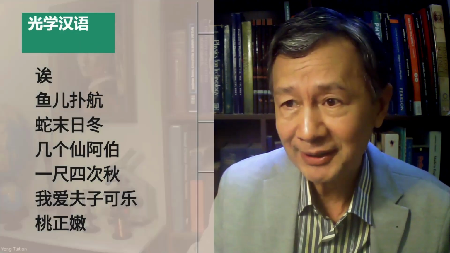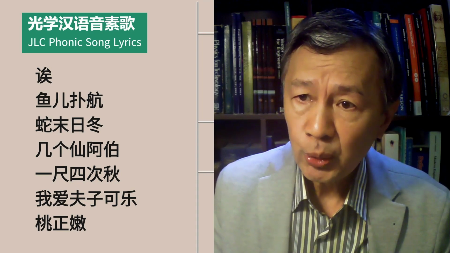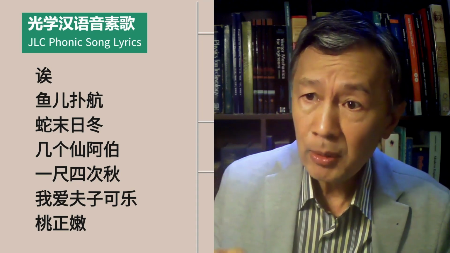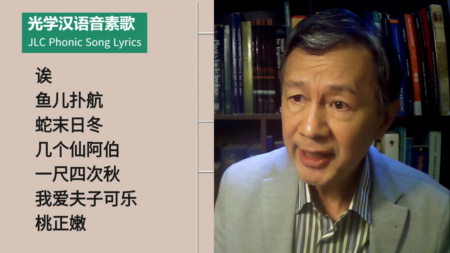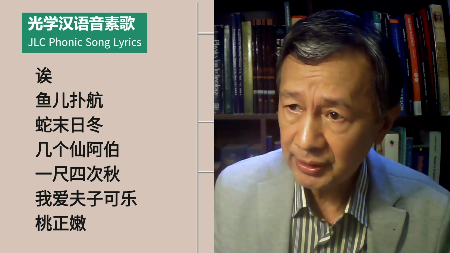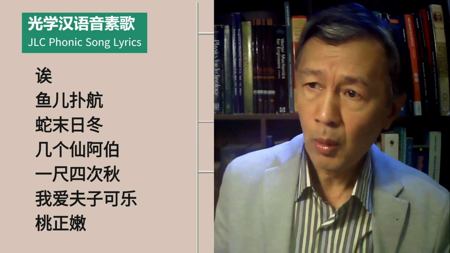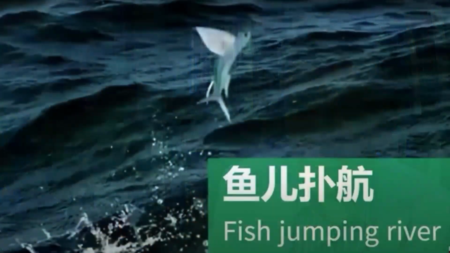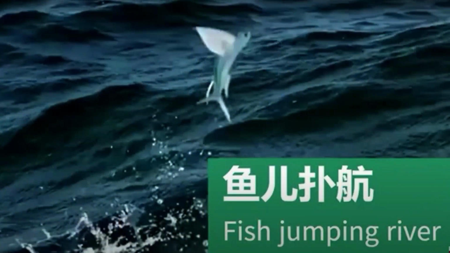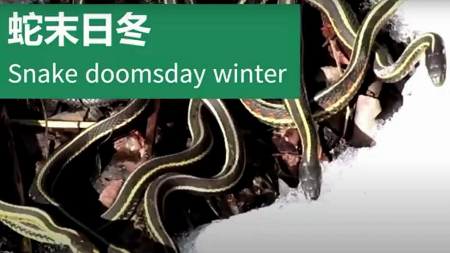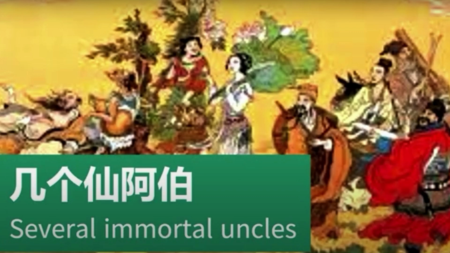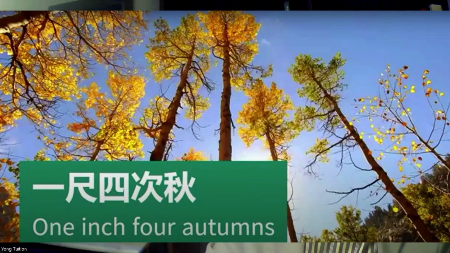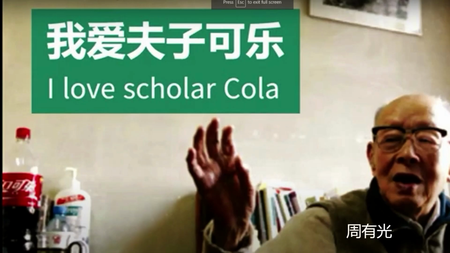A. 鱼儿扑航，色没日东，几个鲜阿伯，一尺四次秋。我爱夫子可乐，桃正嫩。Meaning, look, fish jumping forward, snake in Domesday's winter, several immortal uncles, 1 inch, 4 autumns. I love scholar color. Peach is just tender.